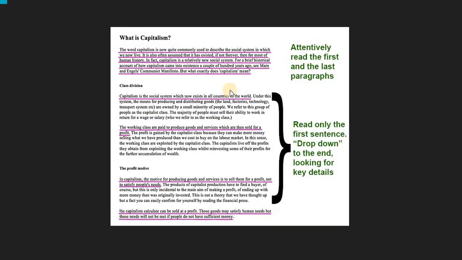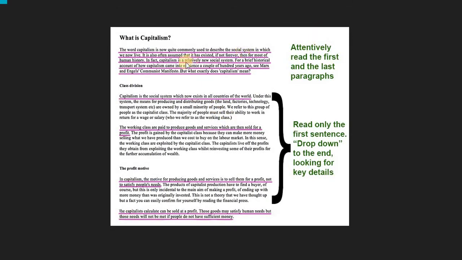So this is a sample for scanning. This is how you do it. You attentively read the first and the last paragraphs, and then you read the first few sentences in the subsequent paragraphs. So you're just looking for the key details, and if there is a change in typeface, for example something written in parenthesis, or a bold or italic word somewhere, then you need to pause and read that and try to understand it.